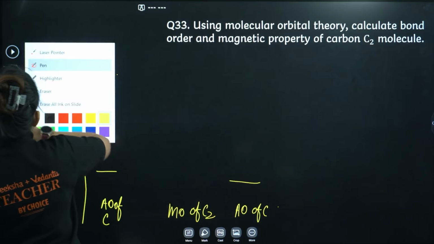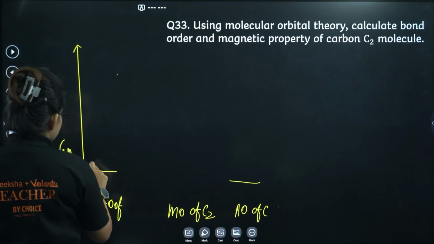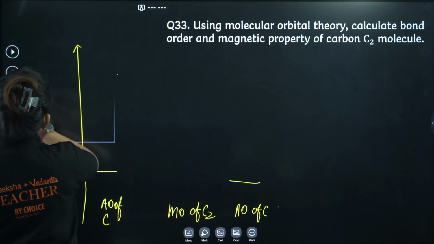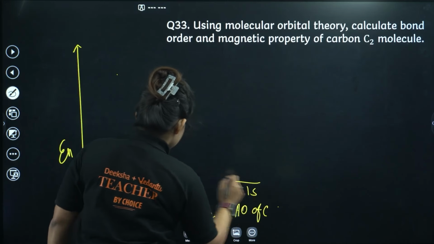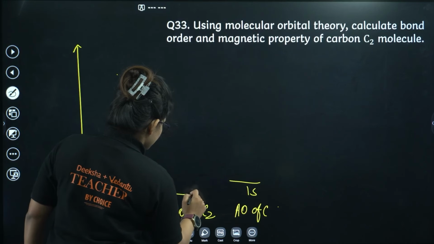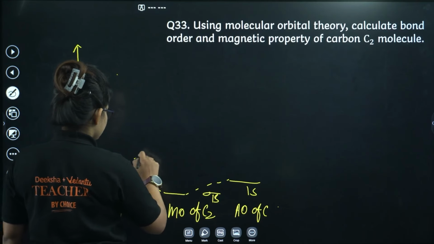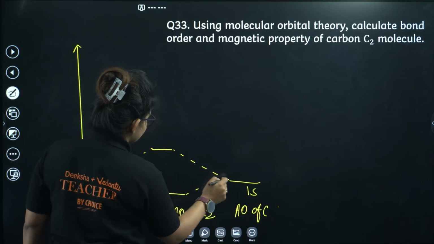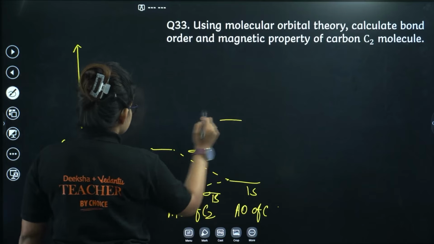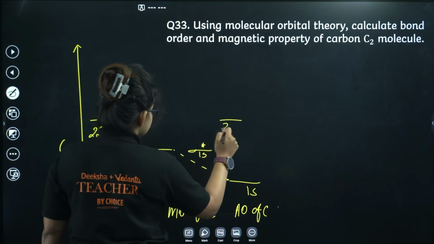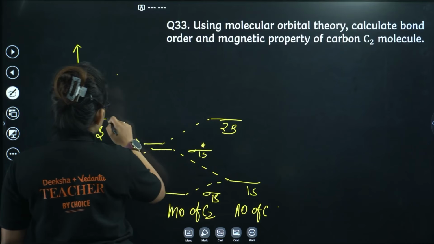First we will draw 1s. This is my 1s, and this is also my 1s. They will combine to form one sigma bonding orbital, sigma 1s bonding, and another one, sigma star 1s, that is the anti-bonding. Let's do 2s. The same thing will be done for the 2s as well: one bonding, one anti-bonding.